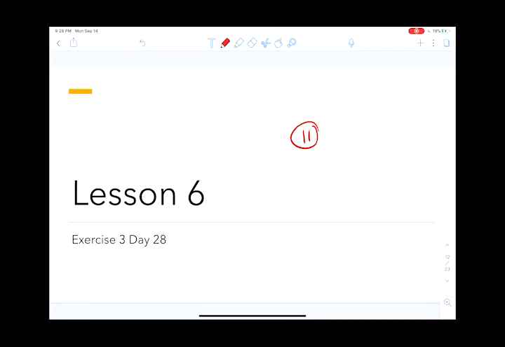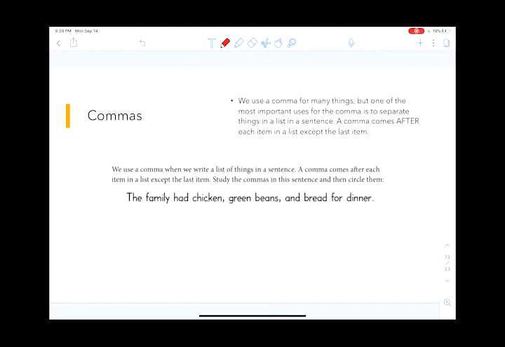Today, we will be going over one of the most important parts of English, which is the comma. We use a comma for many things, but one of the most important uses for the comma is to separate things in a list in a sentence. A comma comes after each item in a list except the last item.